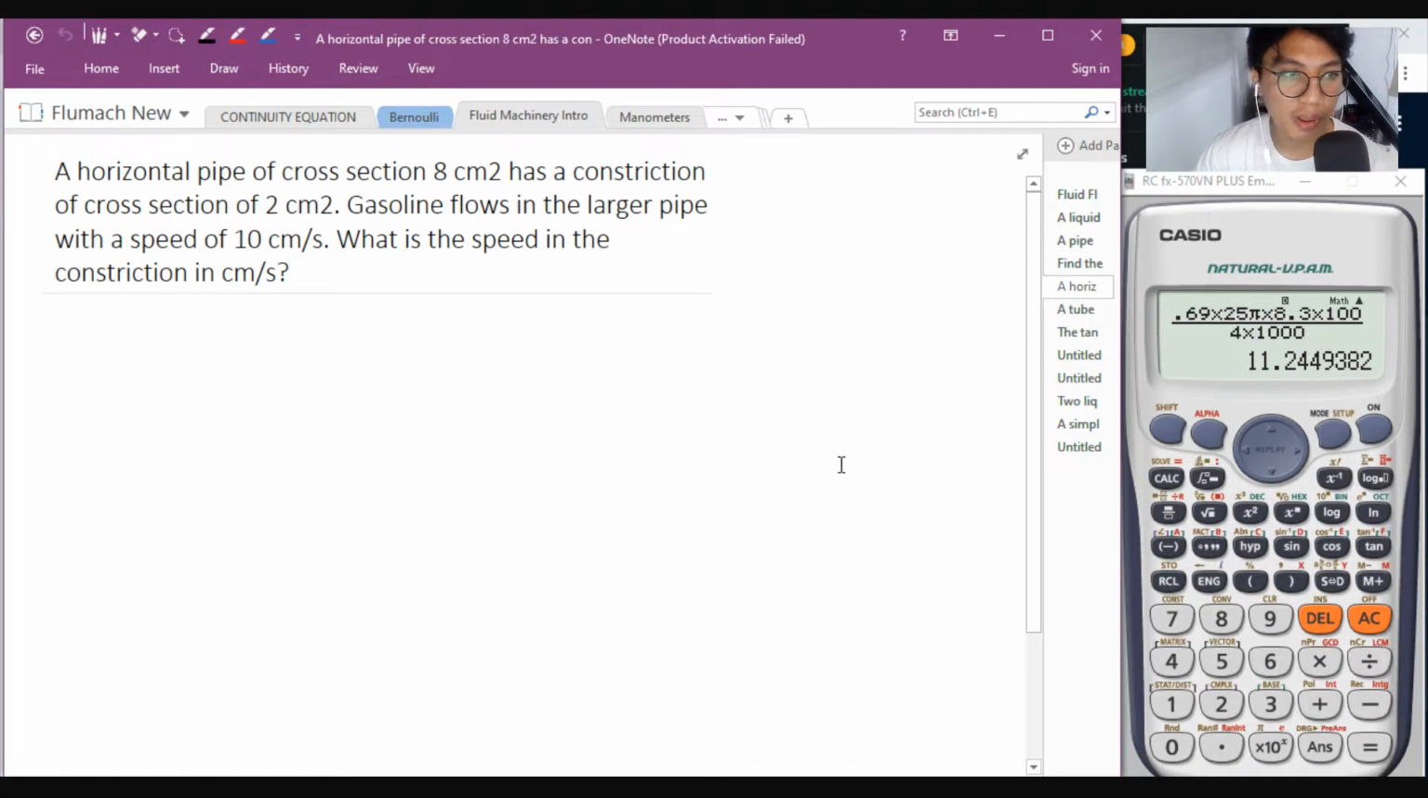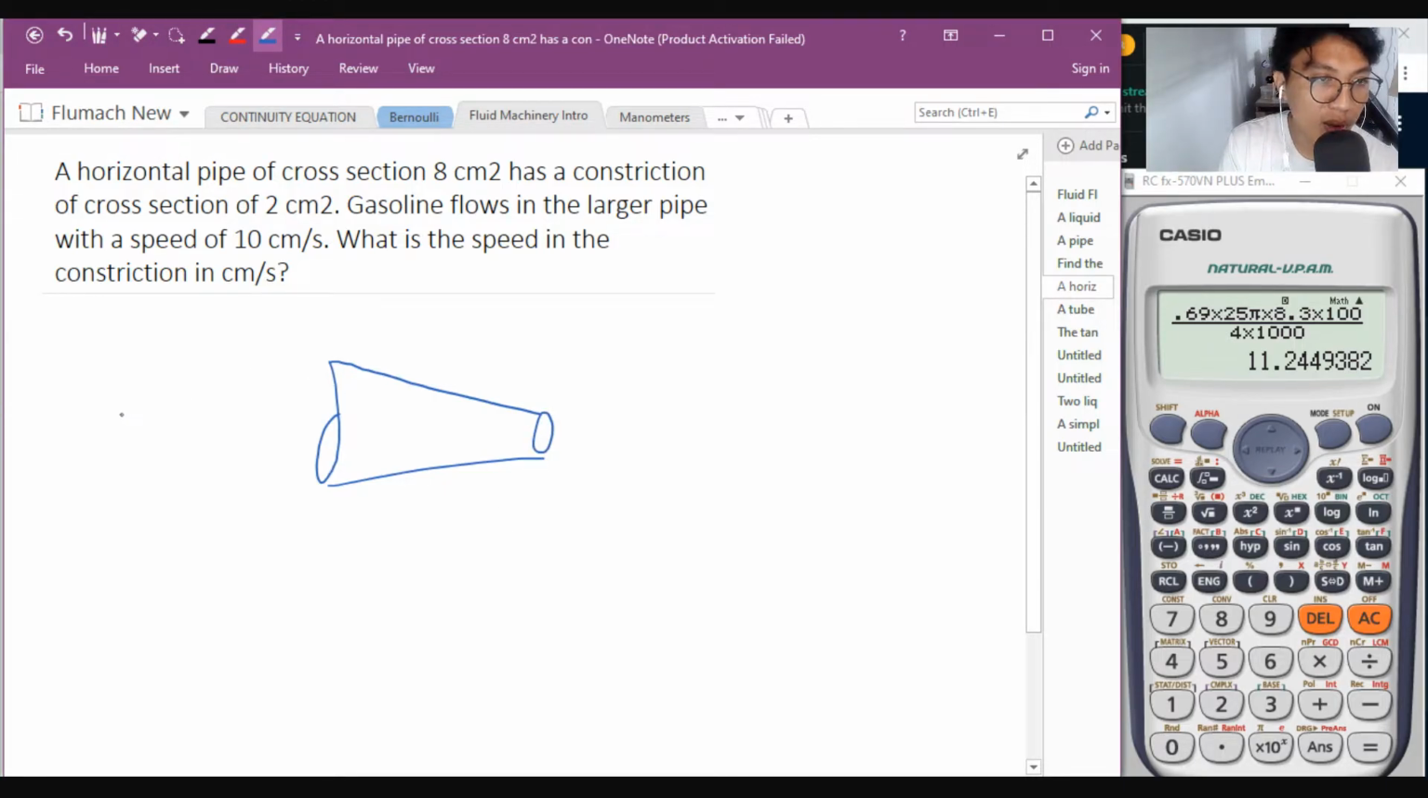Problem number 4. A horizontal pipe cross-section. Ay, binigyan ako ng cross-section dyan. Horizontal pipe, sabi dyan. May cross-section ka na. Okay. Ayan. Drawing natin yung pipe. Okay. 8 cm squared as a constriction of cross-section. Ibig sabihin, constrict. Yung constrict, sinakal mo. Diba? Sabi nila, constrict, sinakal. Ibig sabihin, pinaliit mo. Oh, pinaliit mo lang siya. Oh, kinonstrict mo eh. Okay.